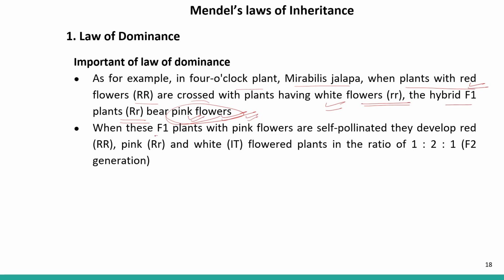When these F1 plants with pink flowers are self-pollinated, they develop red, RR, pink, capital R small r, and white, small r small r, flowered plants in the ratio of 1:2:1 in the F2 generation.